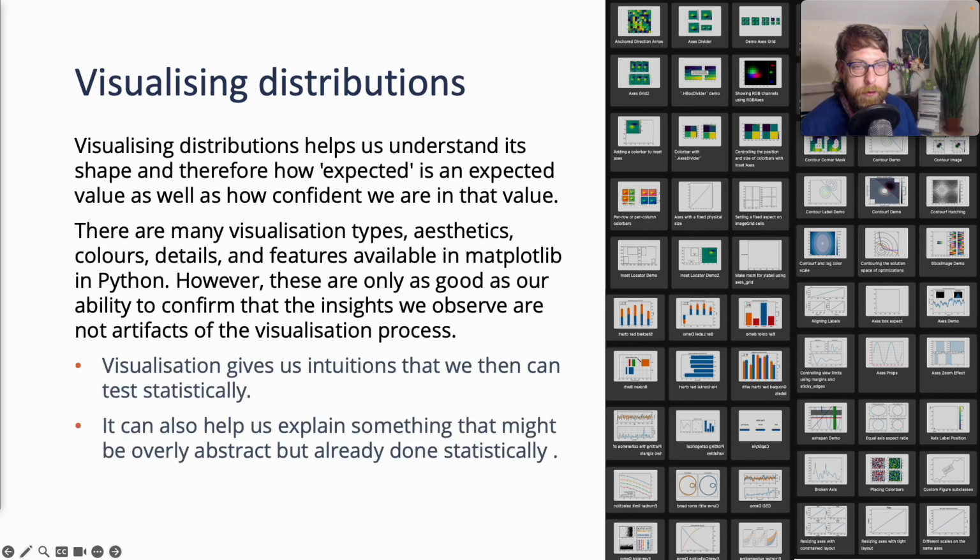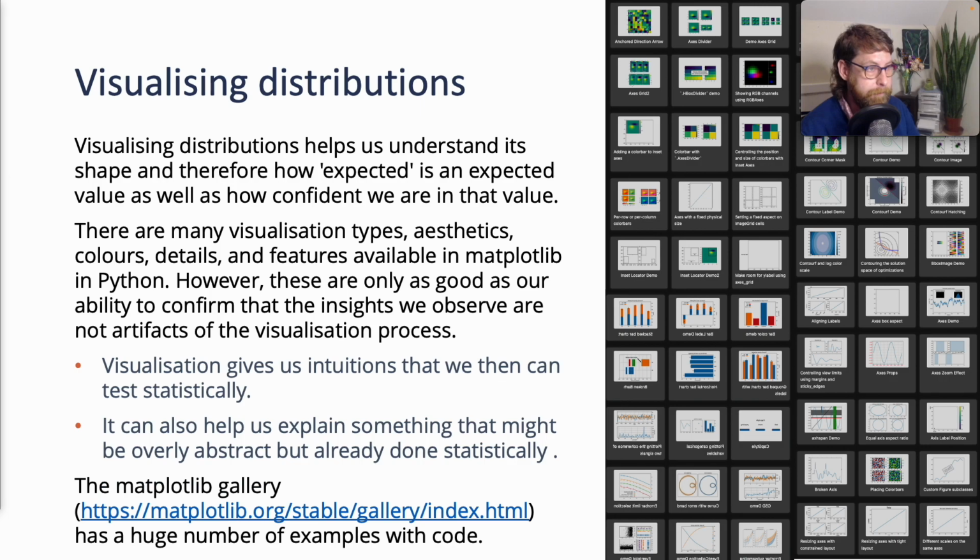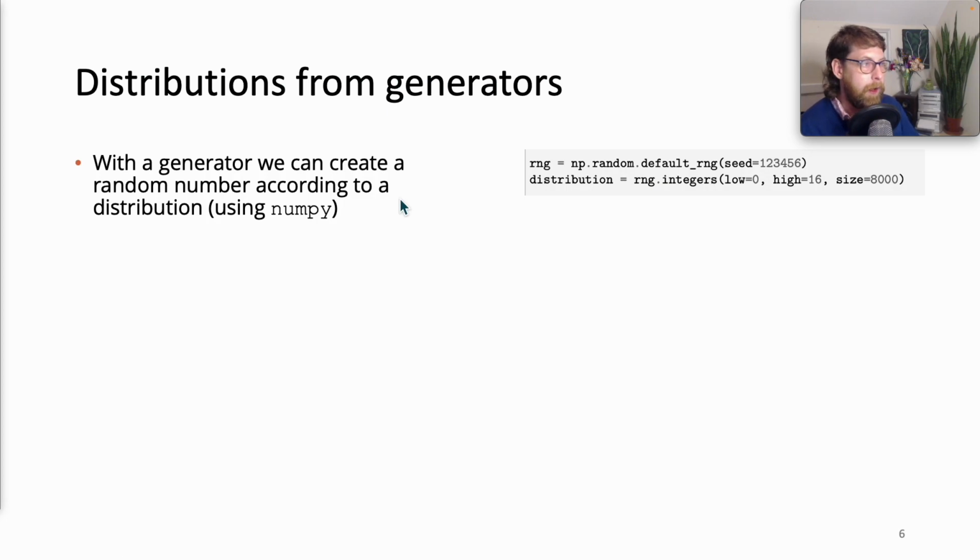So visualizations here can help give us intuitions. Now we should then consider how to test those intuitions statistically. It can also help us explain something that might be overly abstract. You might be able to do something statistically, but by showing it on a graph, it can help understand the logic or the reasoning behind it, really communicate that quite effectively. So this is from the Matplotlib gallery, and you can go check that out there.